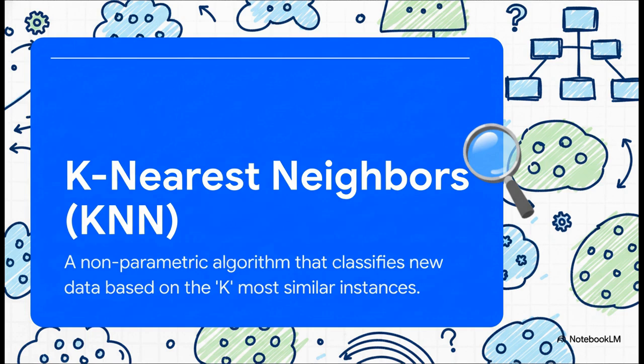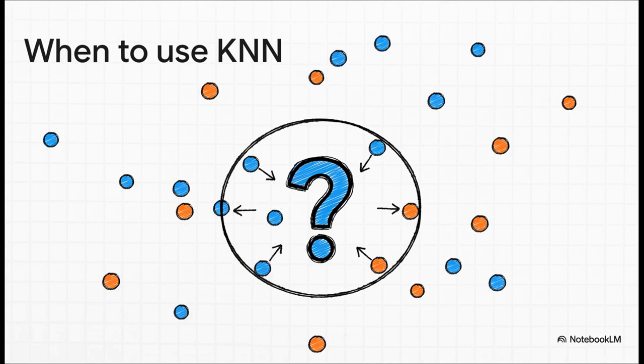See, to figure out what a new piece of data is, it just looks at the K closest data points around it, its neighbors, and takes a vote. Whichever category wins the vote, that's what the new point becomes. It's as simple as that. KNN is just fantastic when you want a simple approach that's easy to explain.